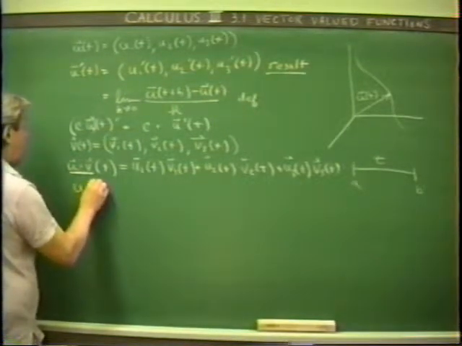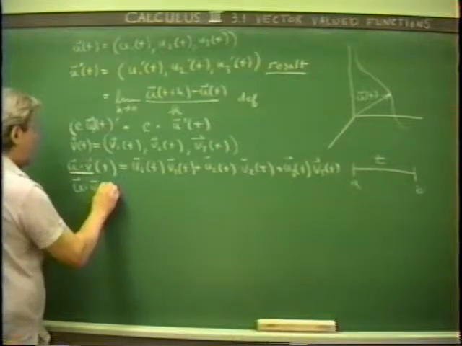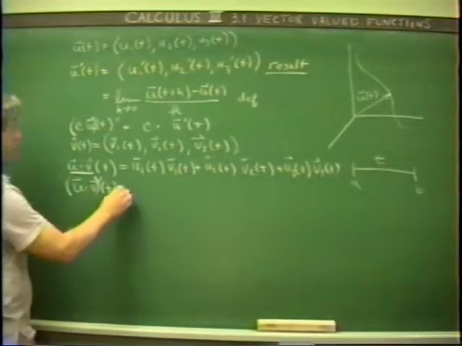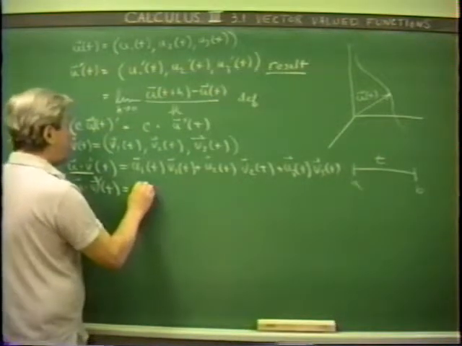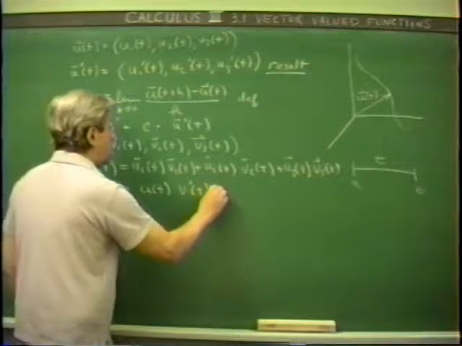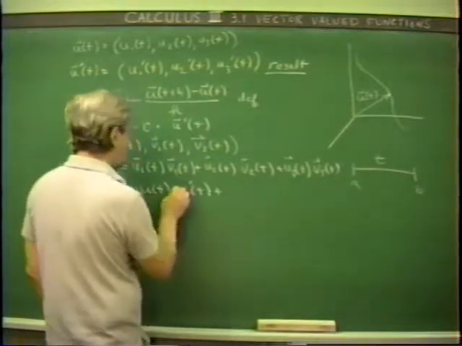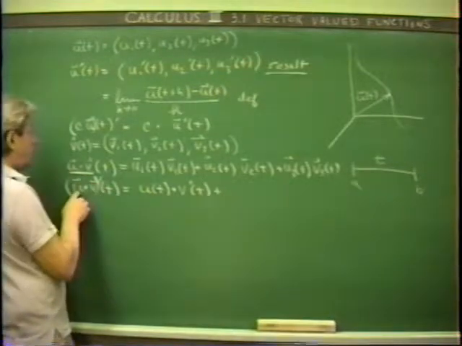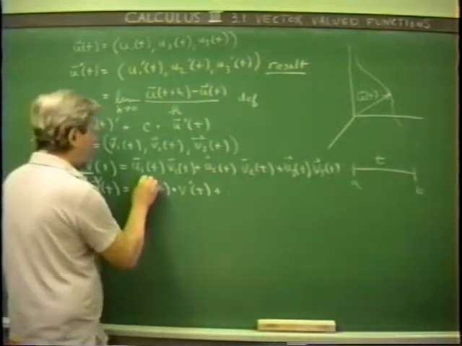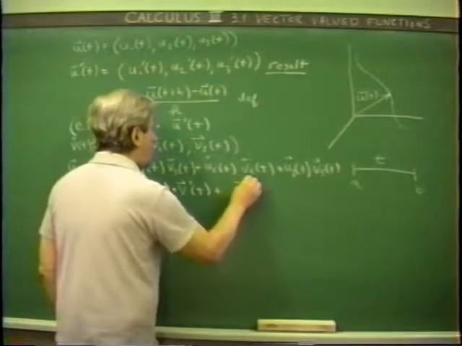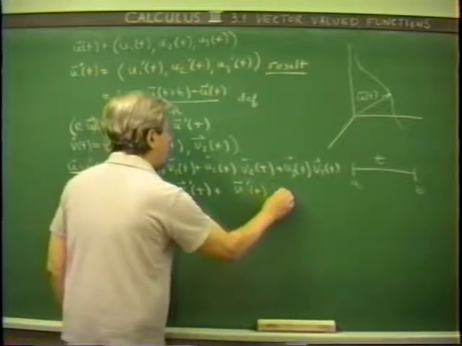The derivative of u dotted with v at t is equal to the first times the derivative of the second plus the second times the derivative of the first. Well, here the times is the dot product. So the derivative of u dotted with v is going to be u dotted with the derivative of v plus the derivative of u dotted with v.